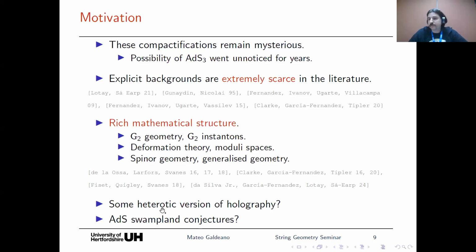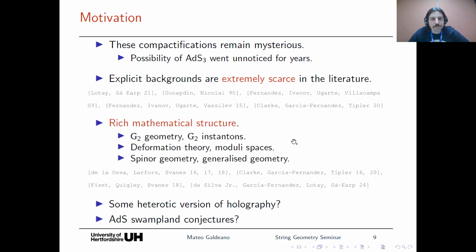And there are also some more physics-motivated reasons to look at this, because you have these anti-de Sitter backgrounds. You might wonder if there's some heterotic version of holography for these solutions. It's something that people haven't thought much about. Or what happens with the AdS swampland conjectures in this setting, that you might have heard these swampland buzzwords. Well, if we have more solutions of this type, maybe we're able to say something about this. That will be very interesting.